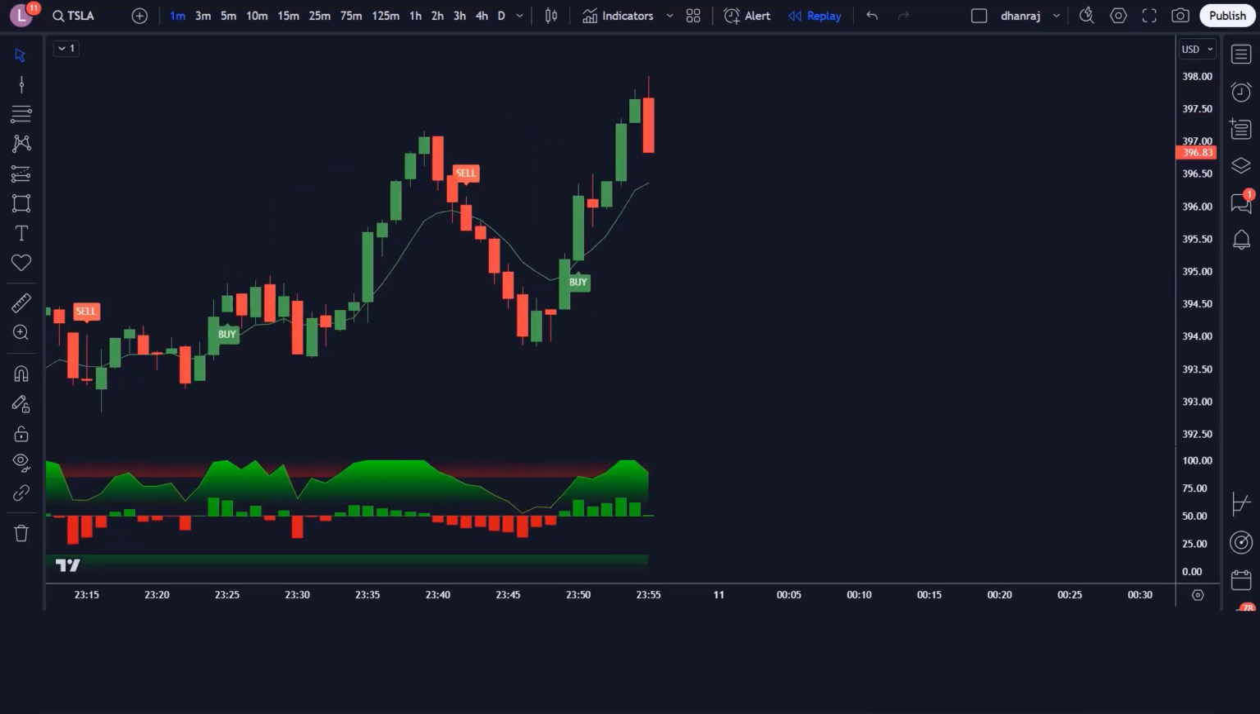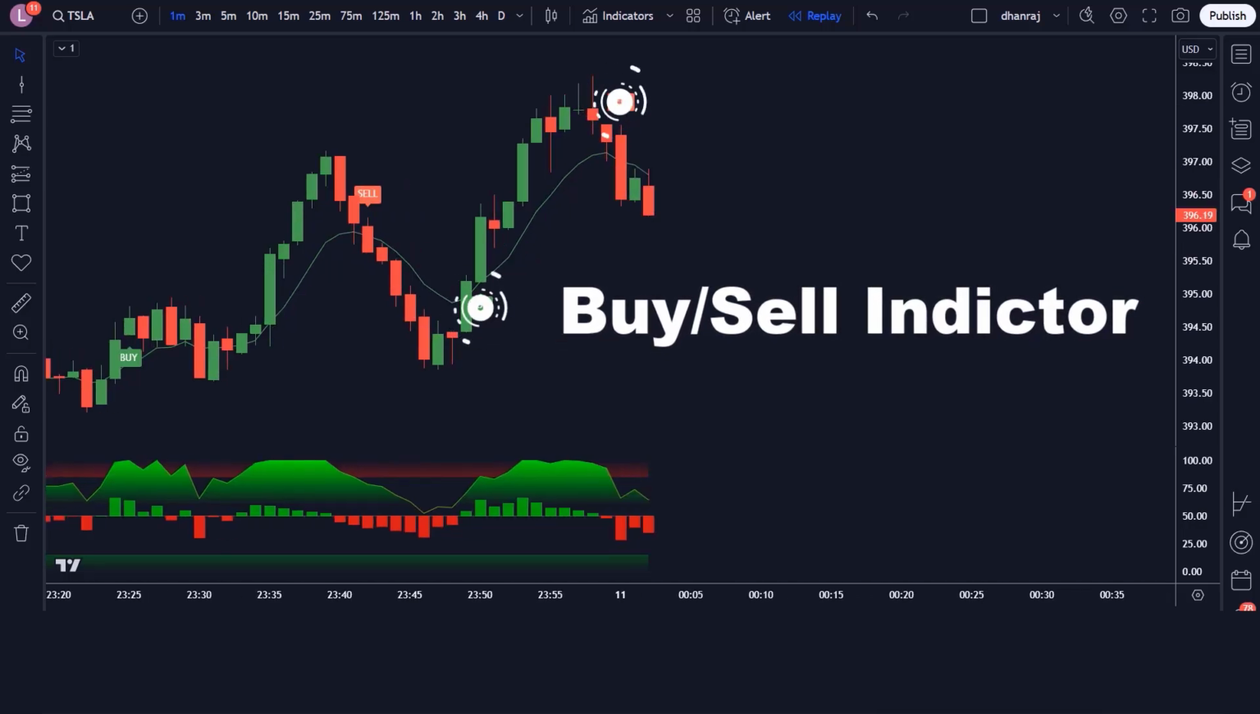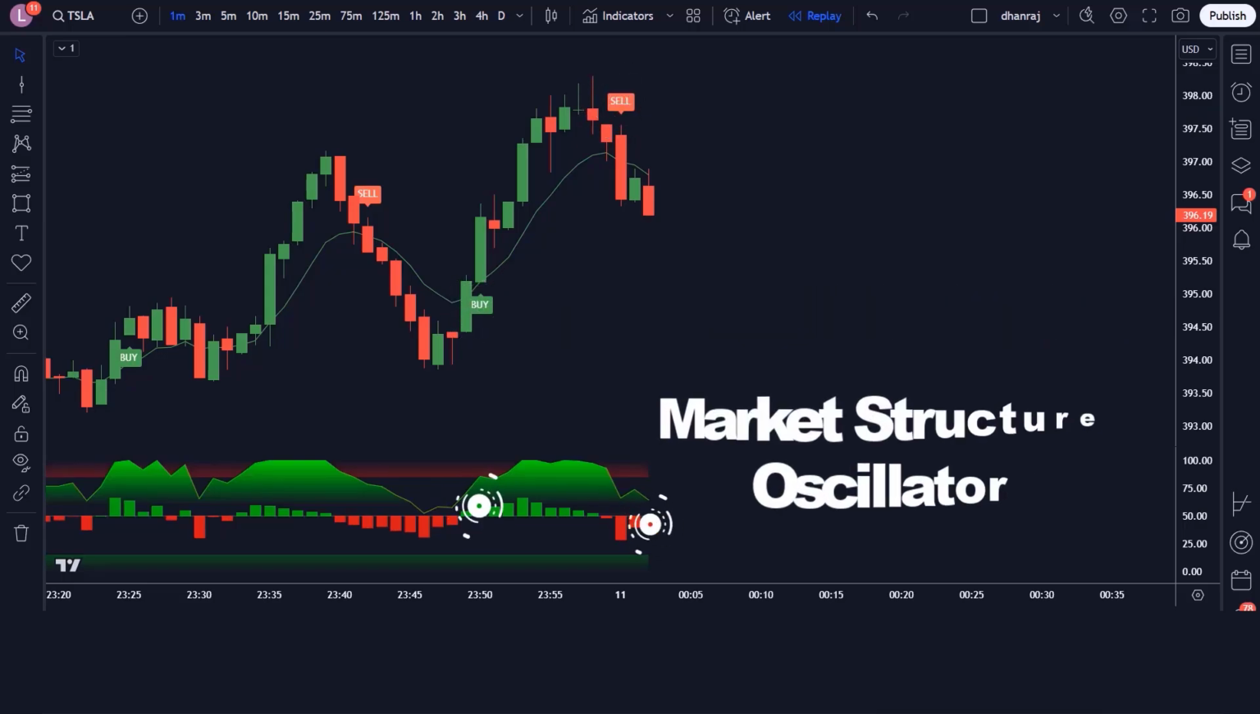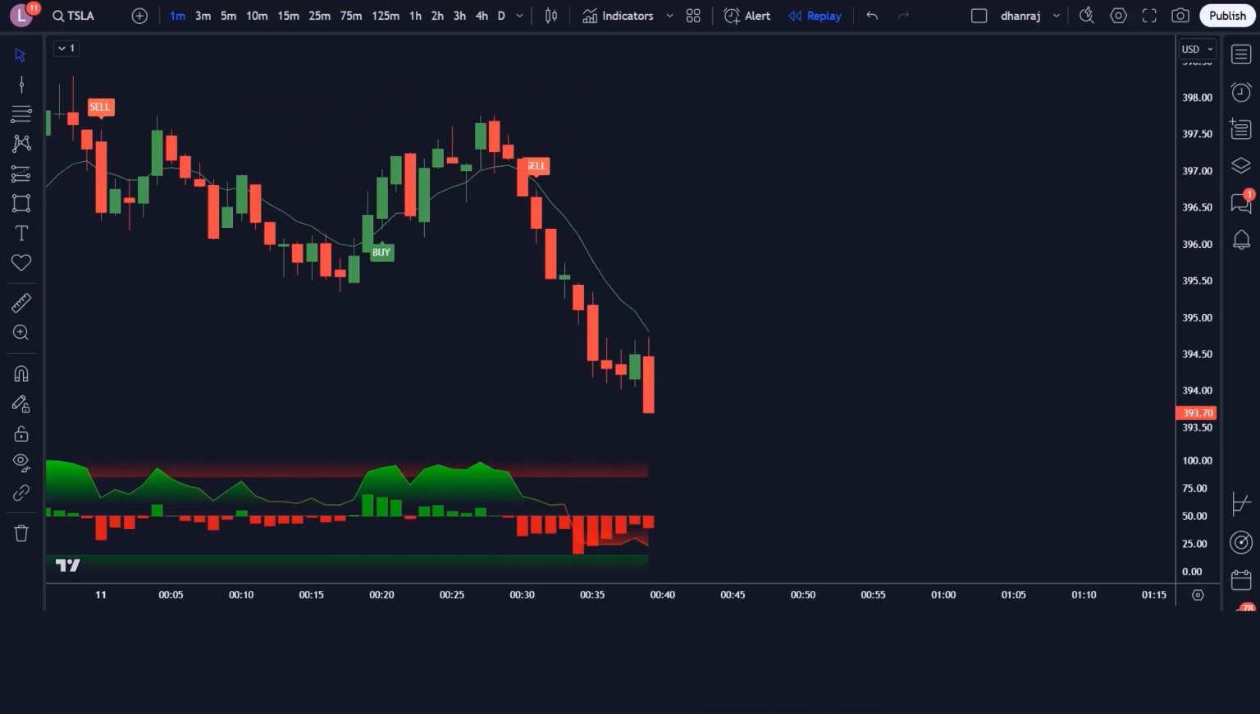First of all, let us know about trading tools. The buy and sell arrow indicator we see in the chart is called the buy-sell by Prakash indicator. The green and red bar indicator we see in the chart is called the market structure oscillator indicator. Now we tell you how we want to trade.